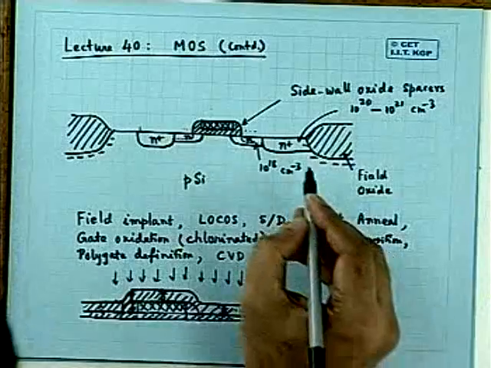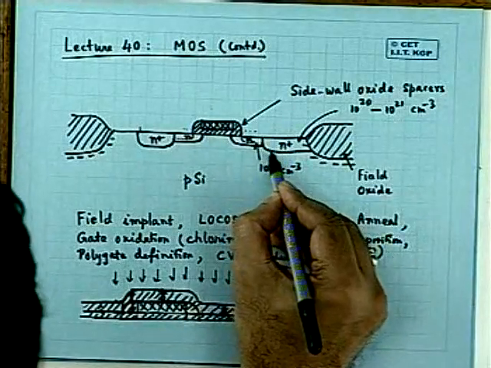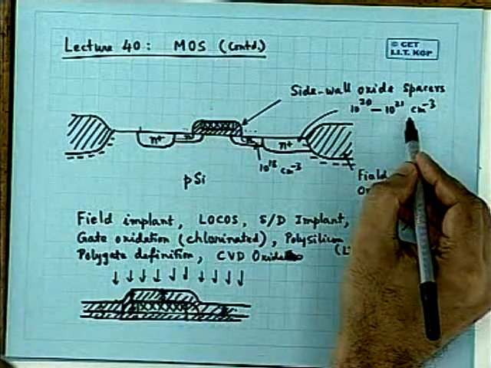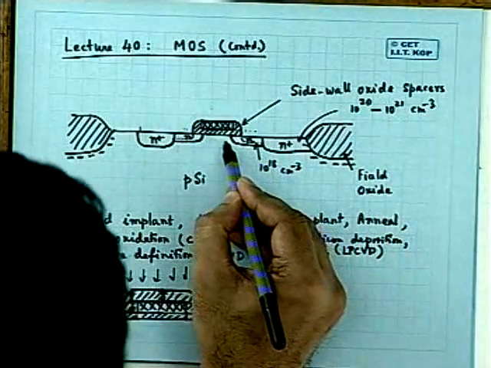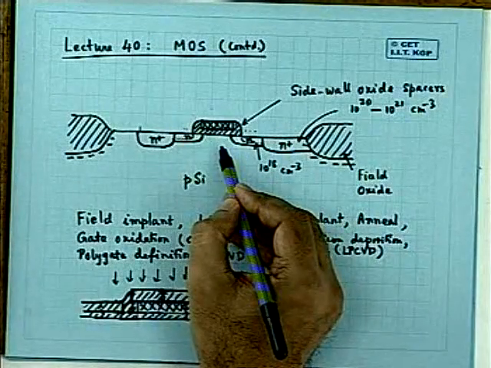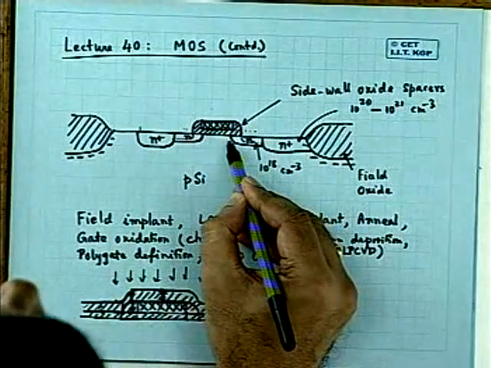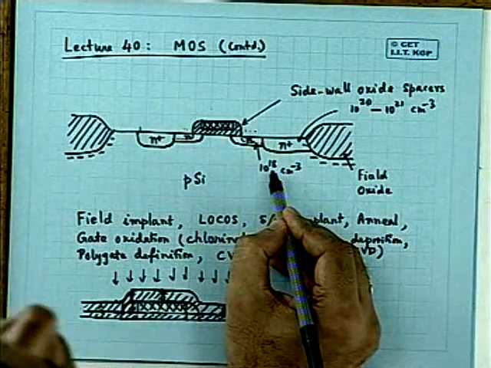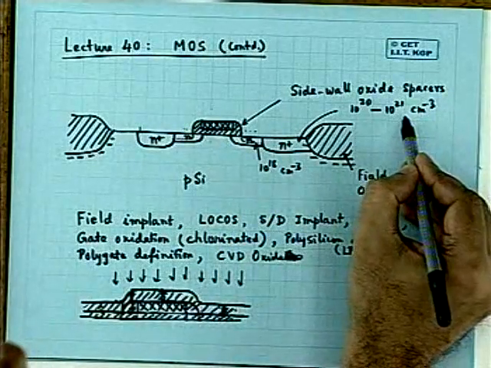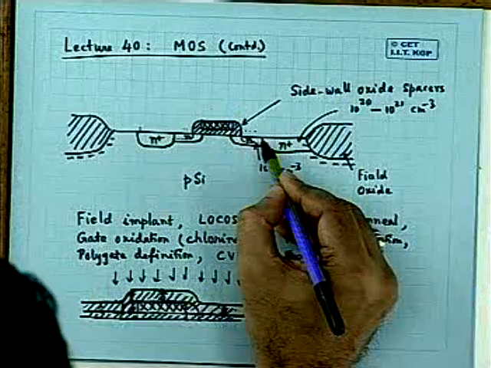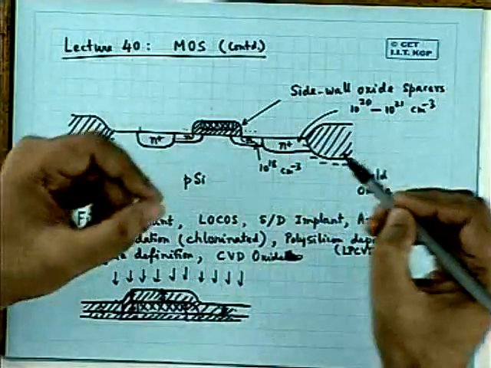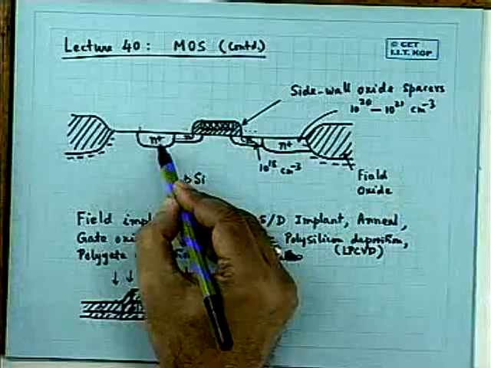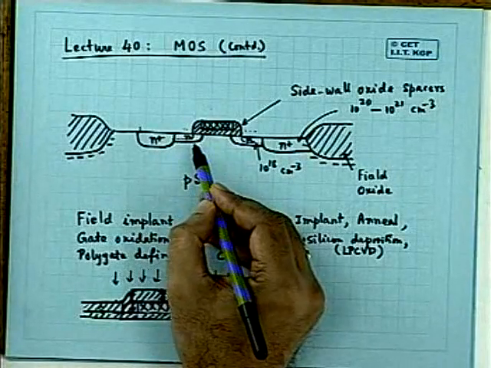So you see that what we have done, the so-called drain, which is very heavily doped, has been extended with a lightly doped drain, whose doping concentration is about 2 to 3 orders of magnitude less than that of the actual drain, where the contact is made. Similar things happen in the source also, it does not matter.